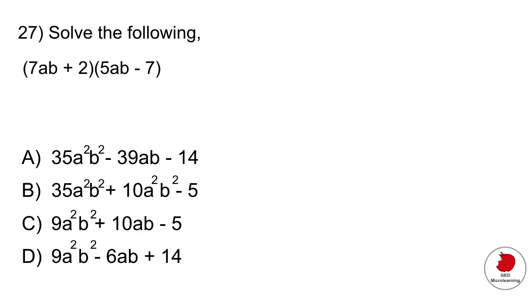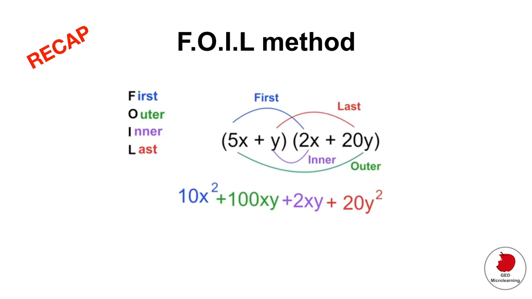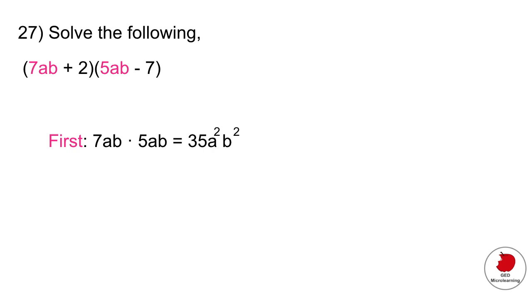Okay, next question, same sort of scenario, except if you look now at the equation, one of the brackets is adding and the other one is subtracting. So once again, we're going to use the FOIL method, and here what you have to remember is to keep your signs correct. Okay, so we go ahead and multiply.